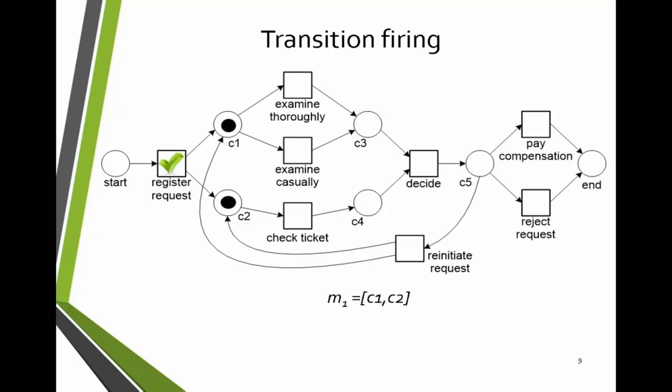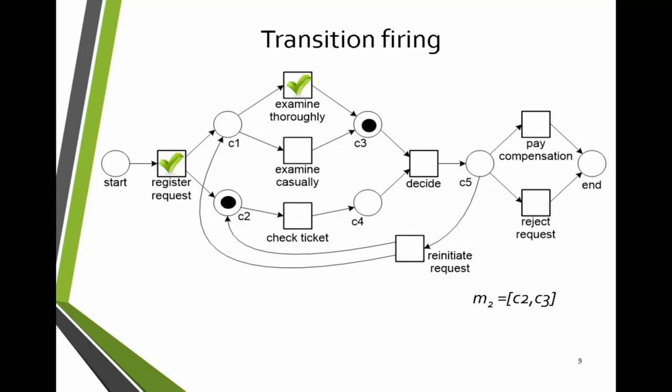Well, in order to execute this, you need to consume the token out of C1, and you will produce a token in every output place of this transition, which is C3. So this will happen, right? So the state of my model updates, or the marking updates, to C2, C3.